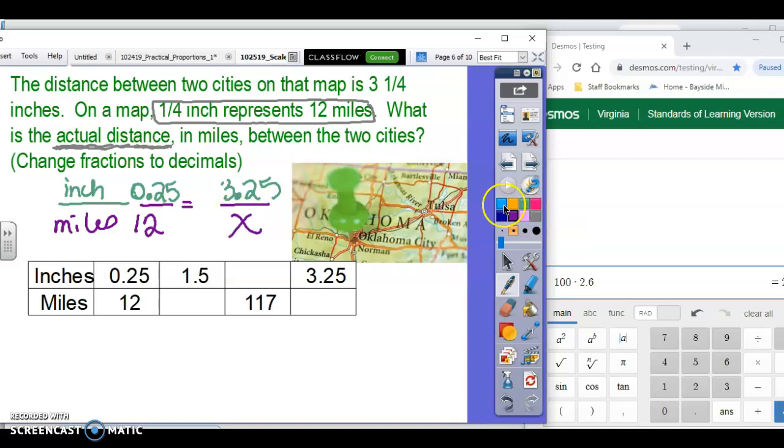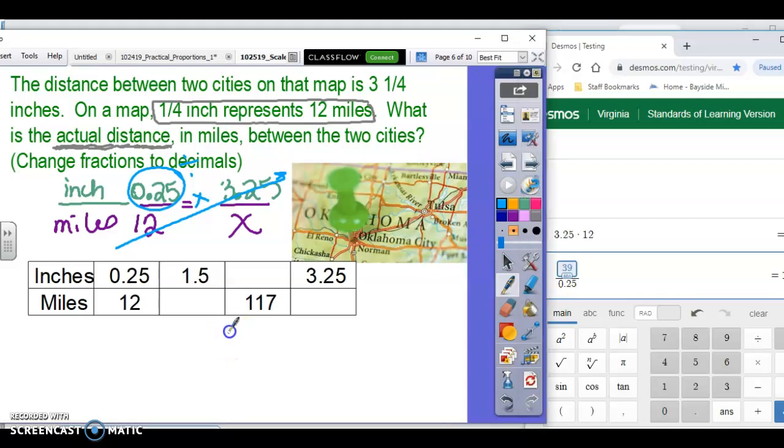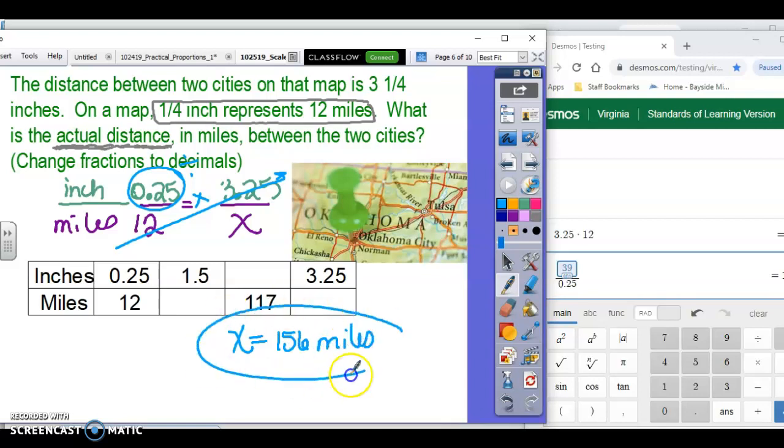So now I'm just going to go ahead and do my same method. Multiply across and divide by what's left over. So we come to the calculator, we just type it in, and we'll get the answer. So we have 3.25 times 12, and that gives you 39. So I go down to the next line, I hit answer, and I want to divide that by 0.25. And my answer is 156 miles. So x equals 156 miles.